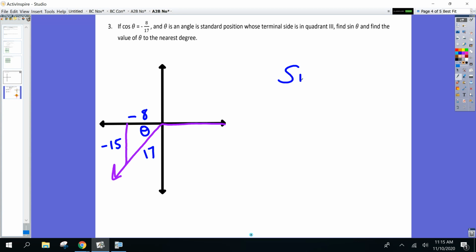We found the sine, right? Opposite over hypotenuse was -15 over 17. That's where we got, right, you guys? Do you guys have that in your notes?